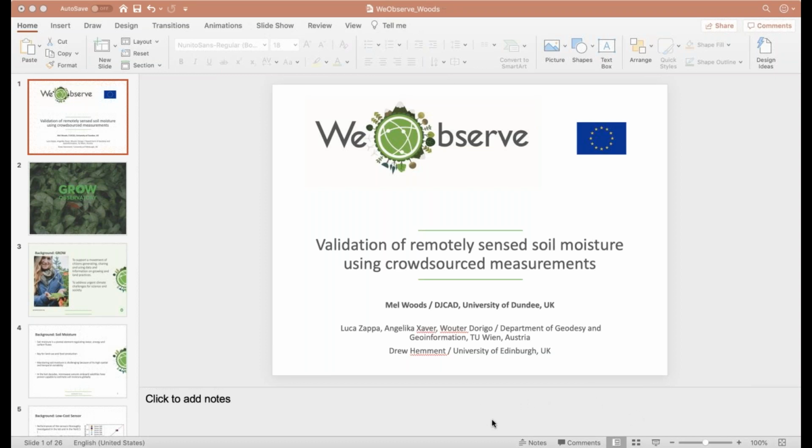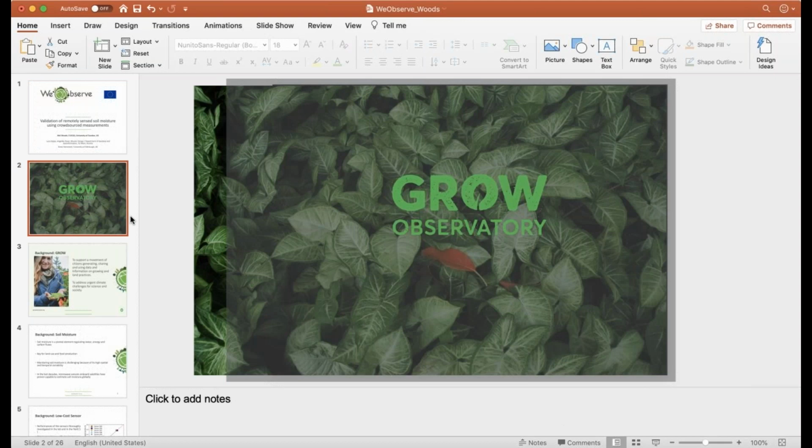I'm working with the University of Dundee and in the lead team for the GROW Observatory, which was a citizen observatory looking at a ubiquitous soil moisture data set in order to attempt to validate Sentinel-1 products using crowdsourced data from a commercially available low-cost product, which was the Parrot Flower Power sensor.